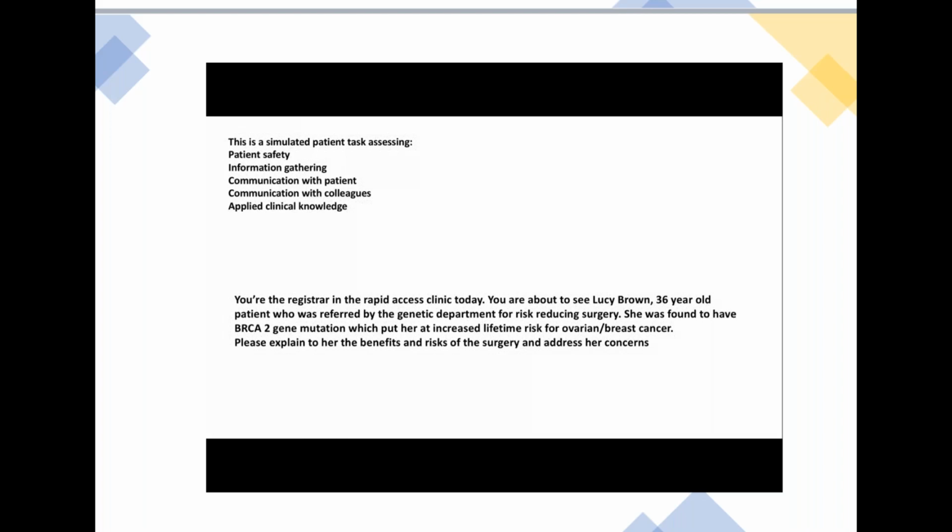Okay? And it's important to realize that the risk reducing surgery is not risk eliminating surgery. This sentence should be mentioned here and there. Because also some patients will think that if they remove the ovaries, then they will never have an ovarian cancer. No, it's risk reducing, not risk eliminating.